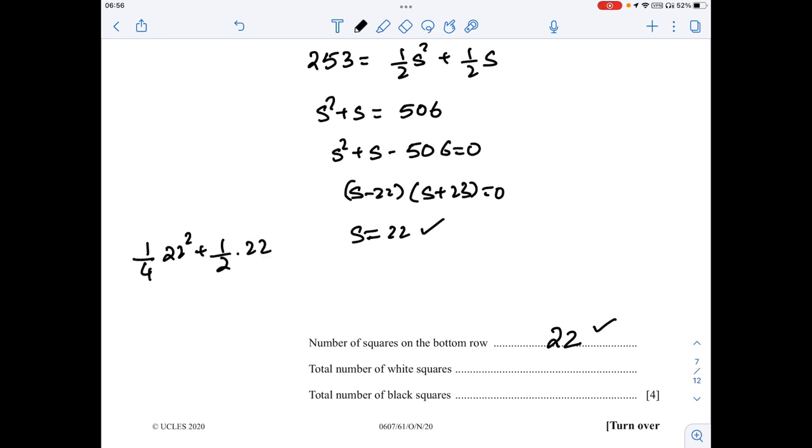So take that one, 22 squared divided by 4, then plus 11, it should be equal to 132. Now the total number of squares is 253 minus 132. It should be 121. That's going to be the answer.